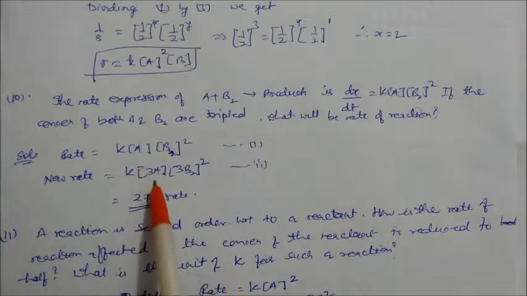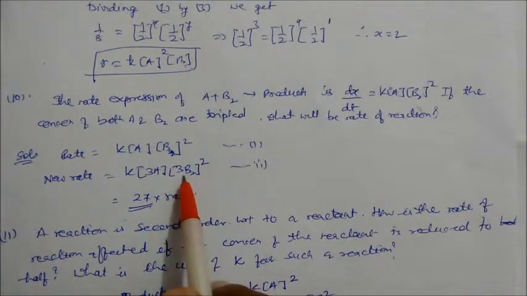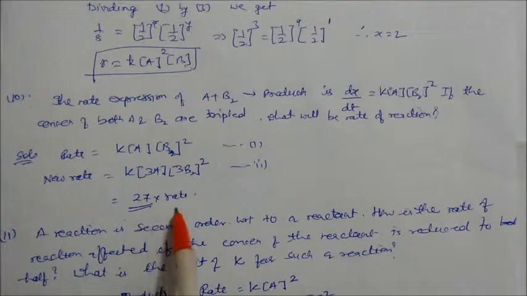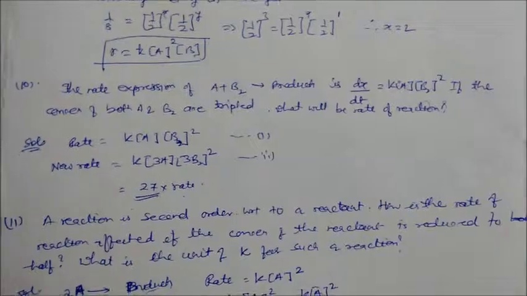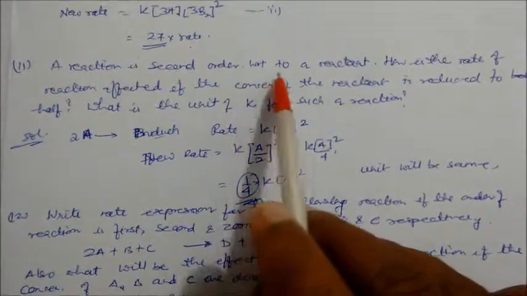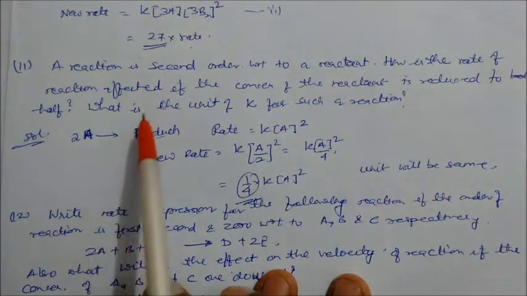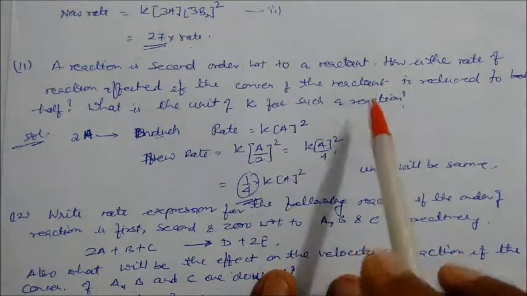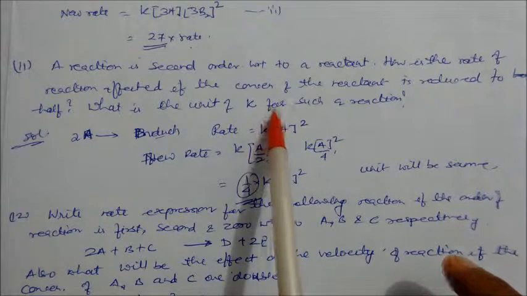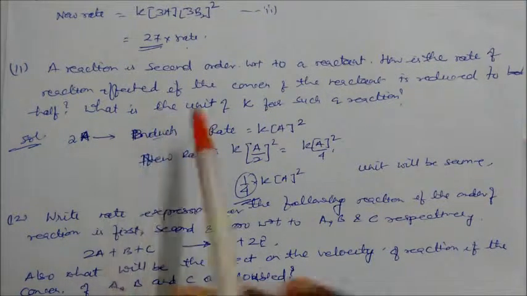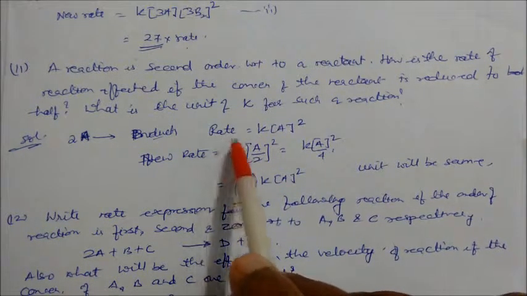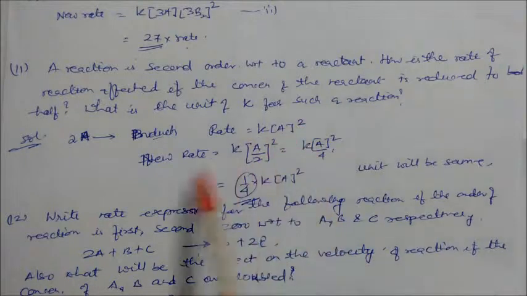A reaction is second order with respect to a reactant. How is the rate of reaction affected if the concentration of the reactant is reduced to half? What is the unit of the constant for such a reaction? So this is 2A giving product. The rate law expression will be rate equal to k into a square. So the new rate will be, this is half, k into A by 2 whole square. So this becomes k a square by 4. So 1 by 4 outside. So this is 1 by 4 times the old rate of reaction. And the unit will be the same.